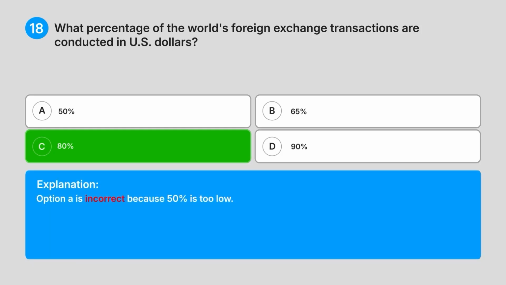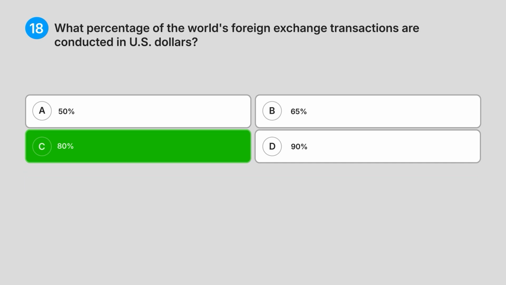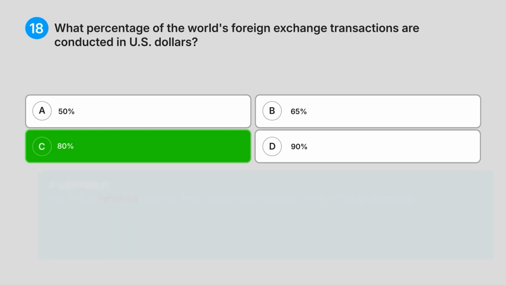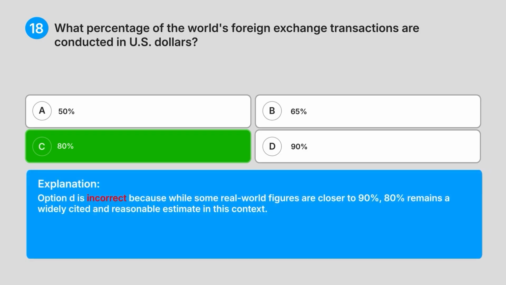Option A is incorrect because 50% is too low. Option B is incorrect because 65% understates the dollar's role in foreign exchange. Option D is incorrect because while some real-world figures are closer to 90%, 80% remains a widely cited and reasonable estimate in this context.